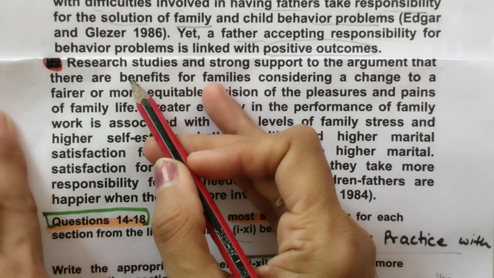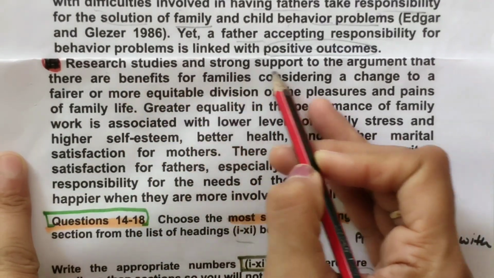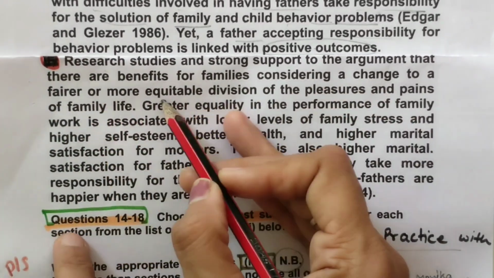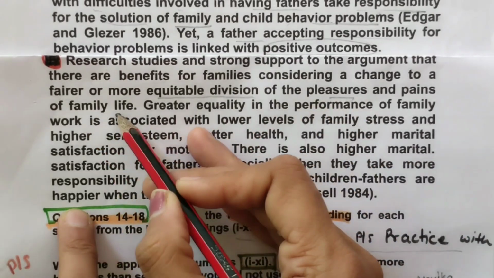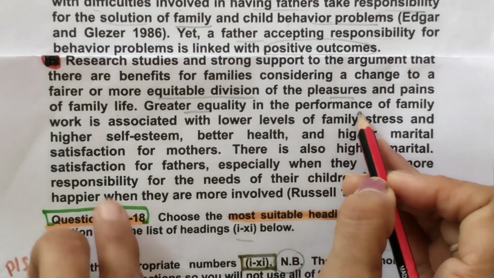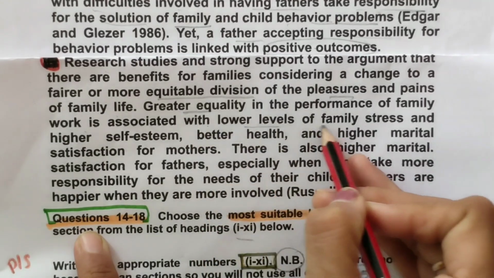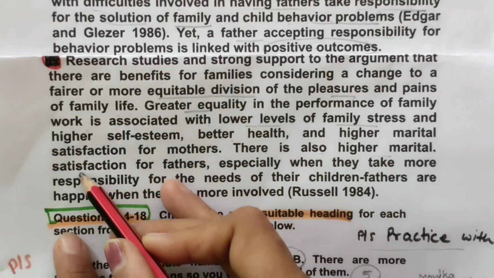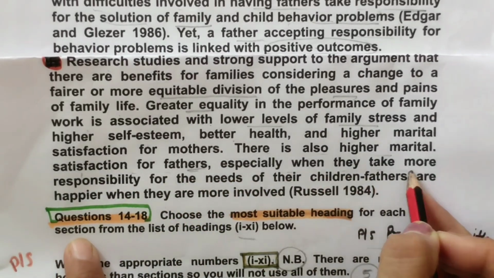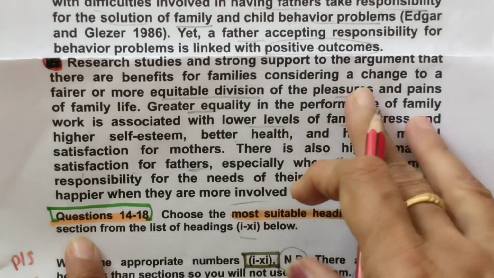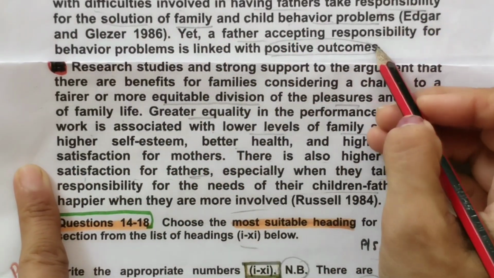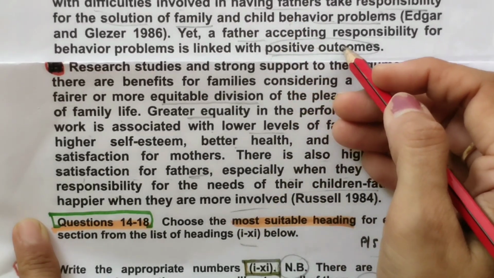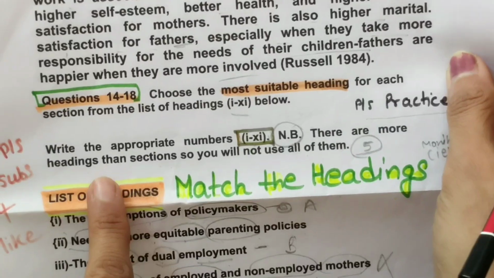This is the next part of the same paragraph. Research studies lend strong support to the argument that there are benefits for families considering a change to a fairer or more equitable division of pleasures and pains of family life. Greater equality in the performance of family work is associated with lower levels of family stress and higher esteem, better health. There is also higher marital satisfaction for fathers, especially when they take more responsibility for their needs. Here in the above paragraph they were talking about positive outcomes, meaning when the father also takes participation in childcare, then definitely benefit will be there.